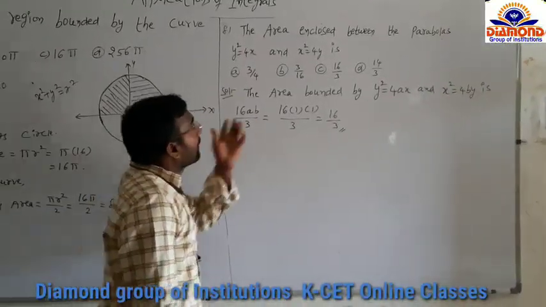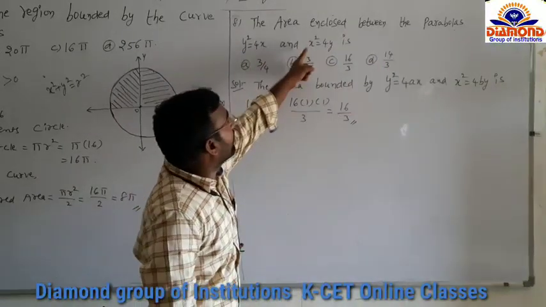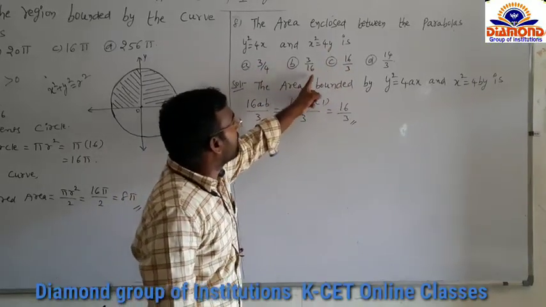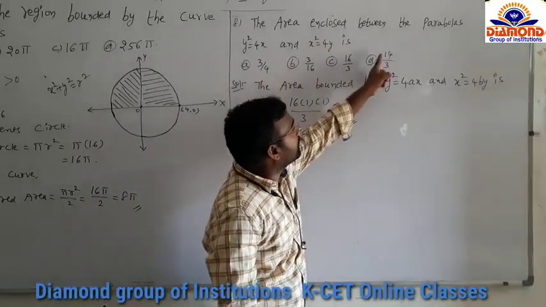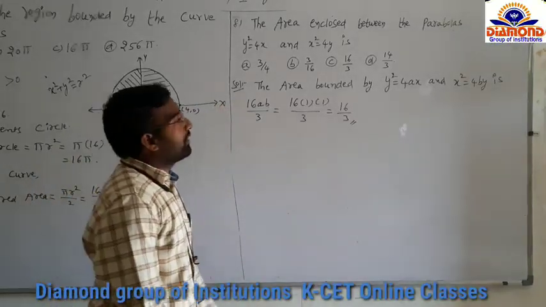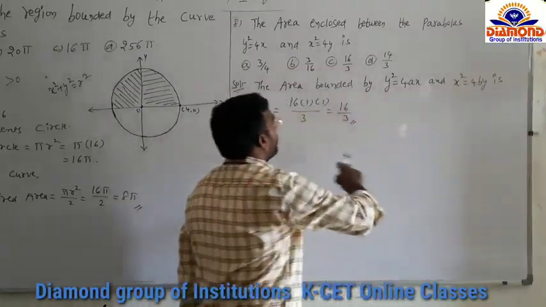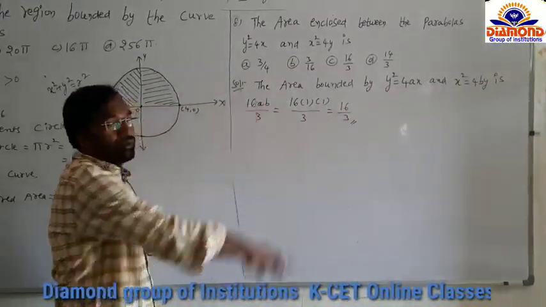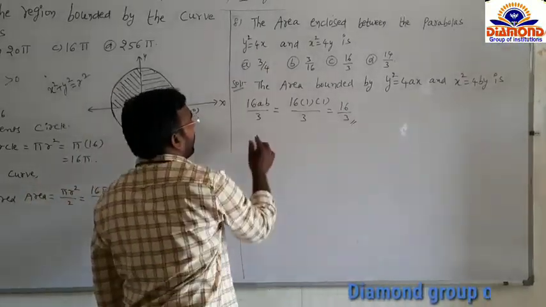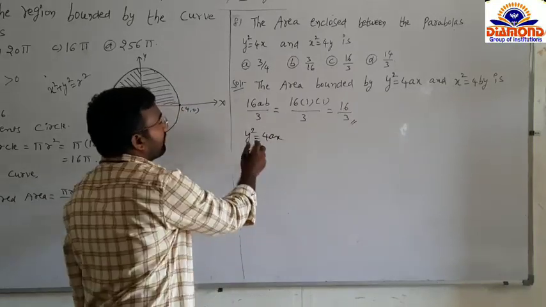the area enclosed between the two parabolas y square equal 4x and x square equal 4y is option A 3 by 4, option B 3 by 16, option C 16 by 3, option D 14 by 3. So generally, the area bounded by the two parabolas y square equal to 4ax and x square equal to 4by is 16ab by 3 only. So y square equal to 4x compared with y square equal to 4ax.